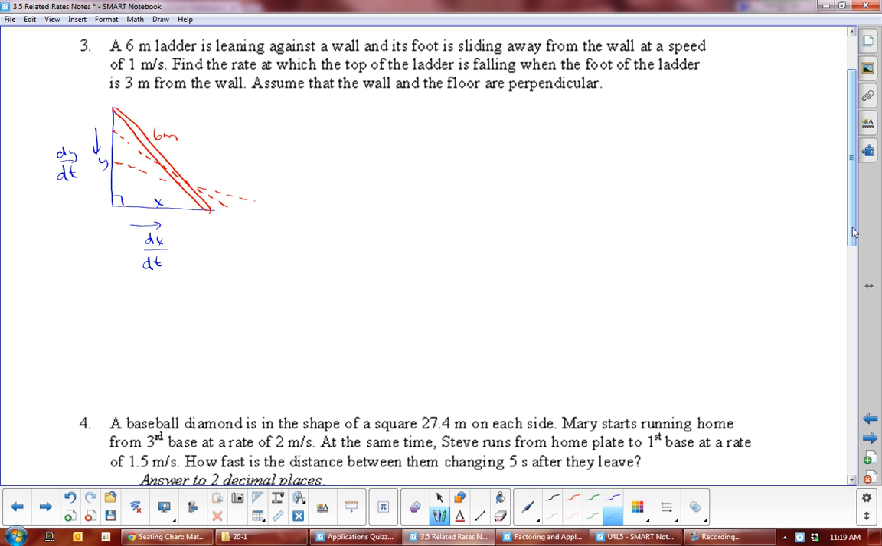Now, the question I would ask, what am I looking for? I'm looking for dy over dt is my question mark, and I know dx over dt is 1 meter per second. And when do I want to find out when? dy, okay, when x equals 3. Not y, x.